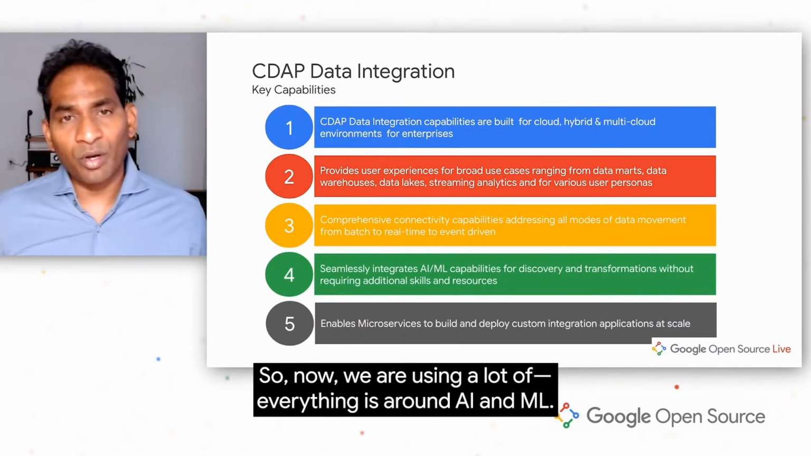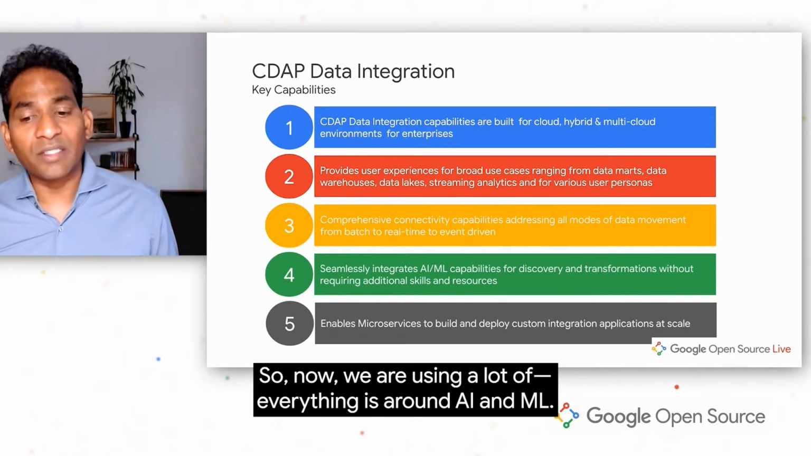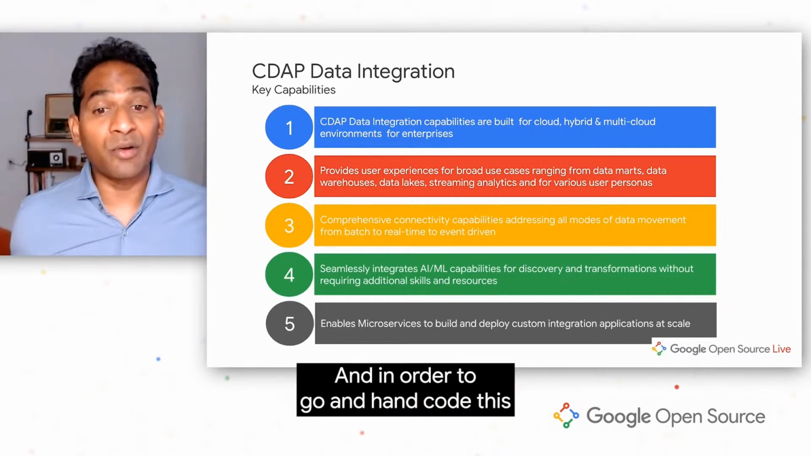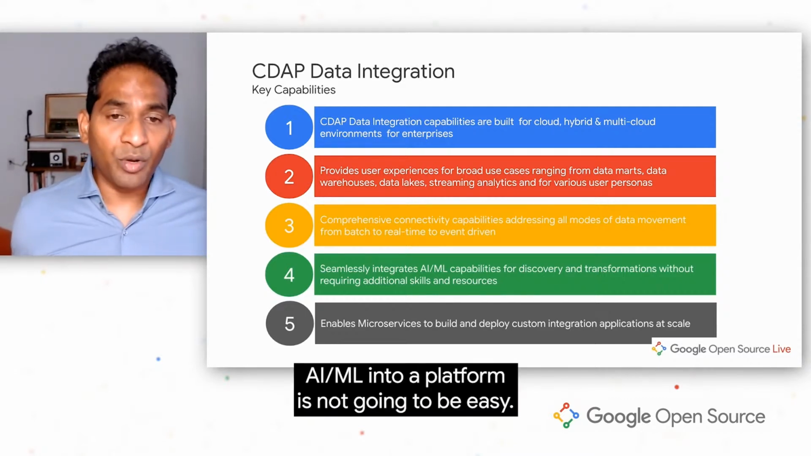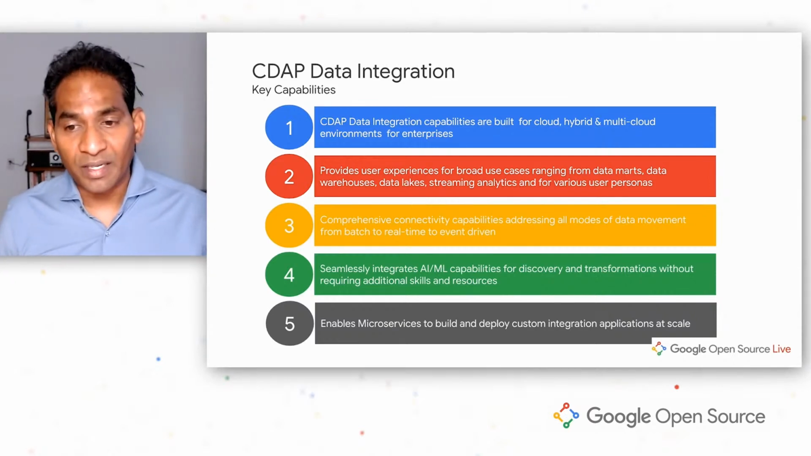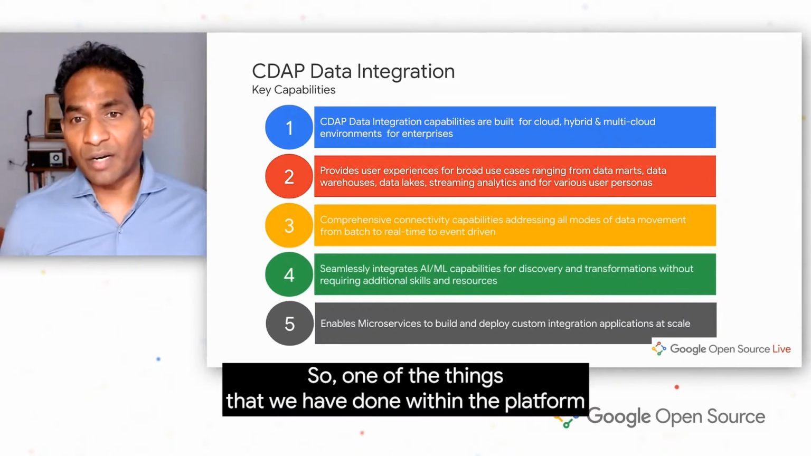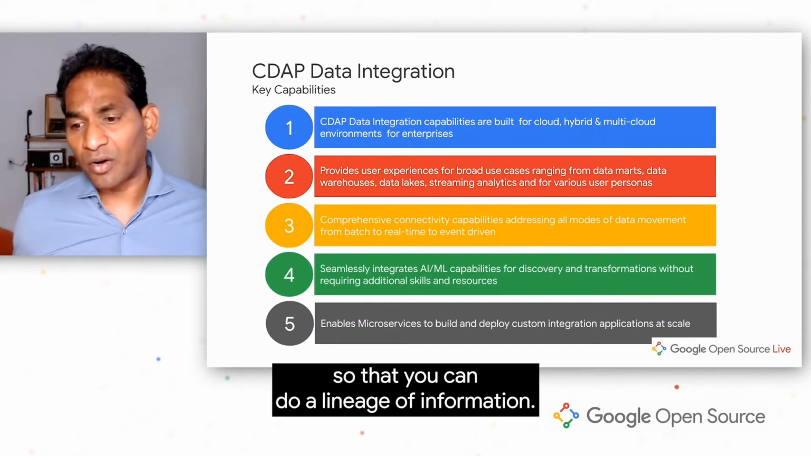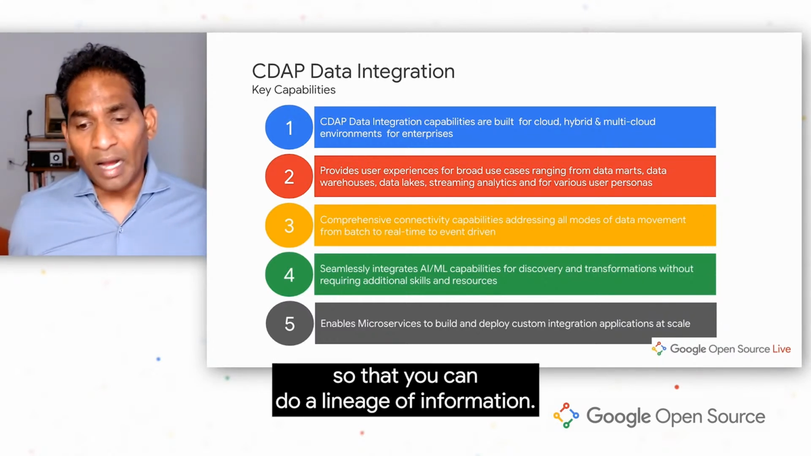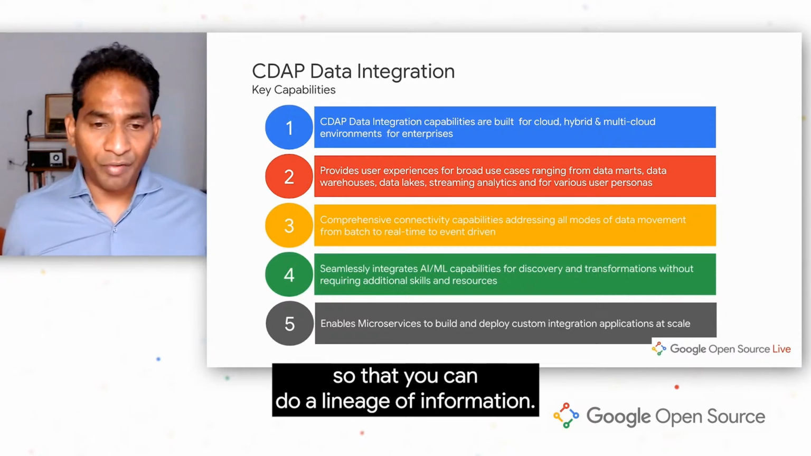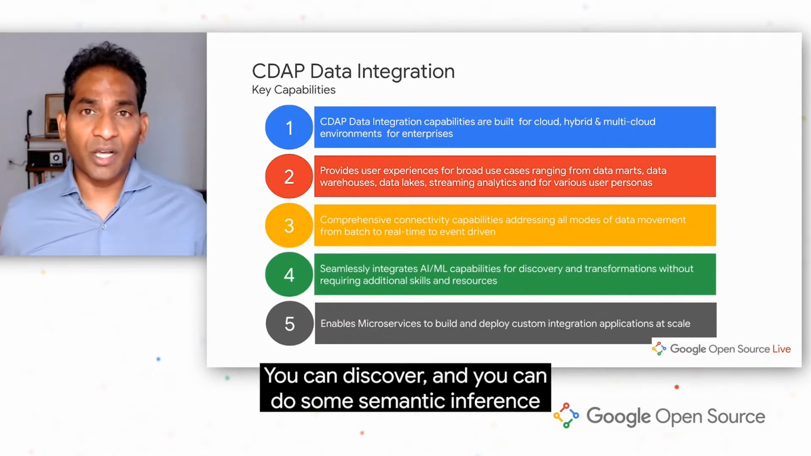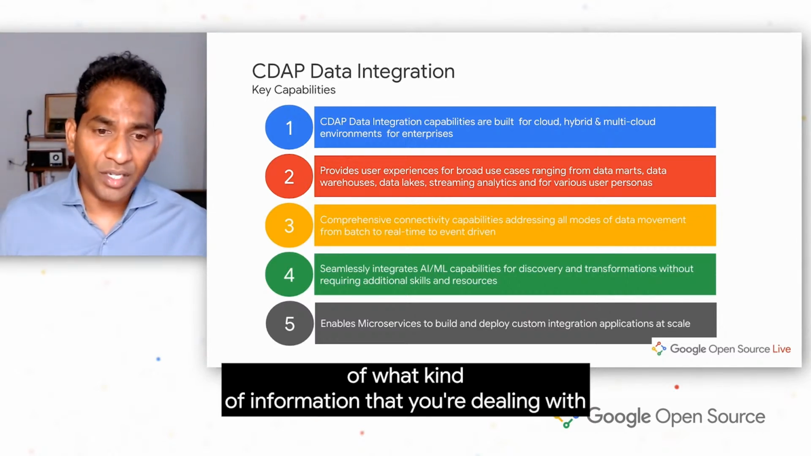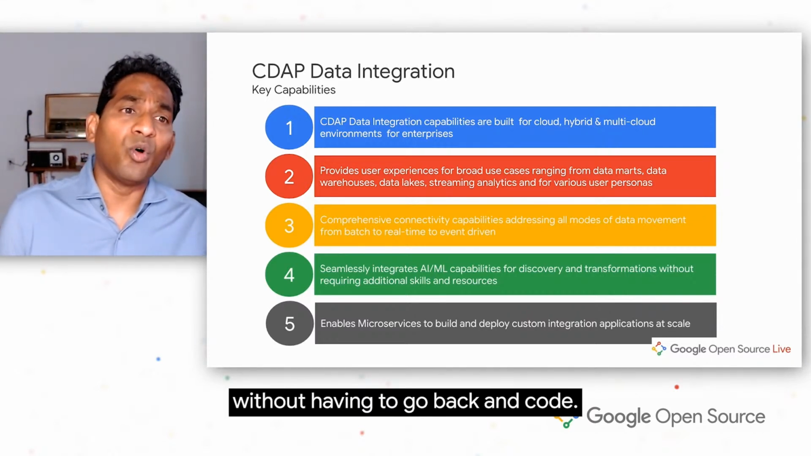So now everything is around AI and ML, and in order to hand code this AI and ML into a platform is not going to be easy. So one of the things that we have done within the platform is we enable AI and ML in the background so that you can do lineage of information. You can discover, and we can do some semantic inference of what kind of information you are dealing with without having to go back and code.